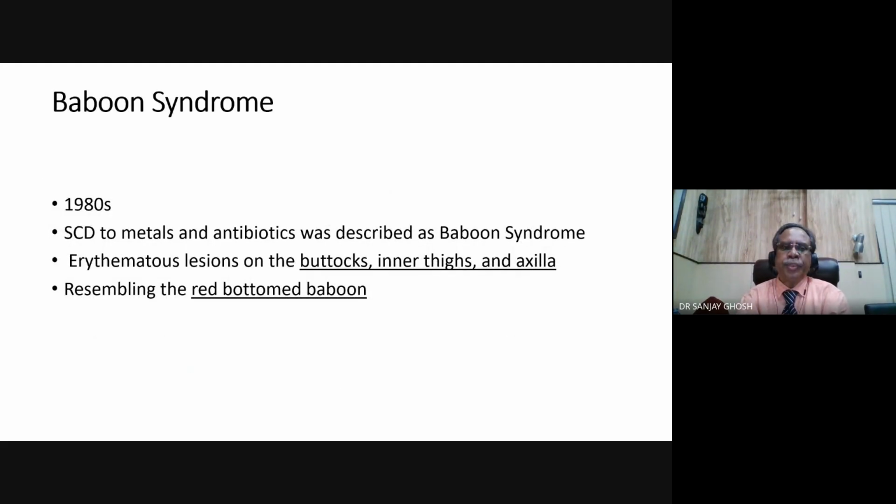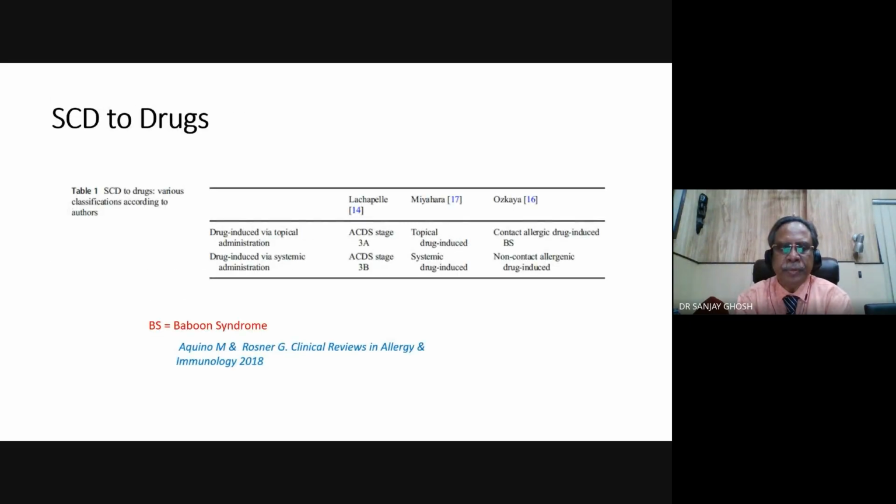So this is baboon syndrome. I think you know that the 1980s is when the term was first used. This was systemic contact dermatitis to metals and antibiotics that can develop baboon syndrome. Erythematous lesions on the buttock, inner thighs and axilla, resembling a red-bottomed baboon. There are different classifications, La Chapelle, Miara, and Uska, but in this chart we have conglomerated them into one so that confusion will be less. I'm not going into details because that requires time.